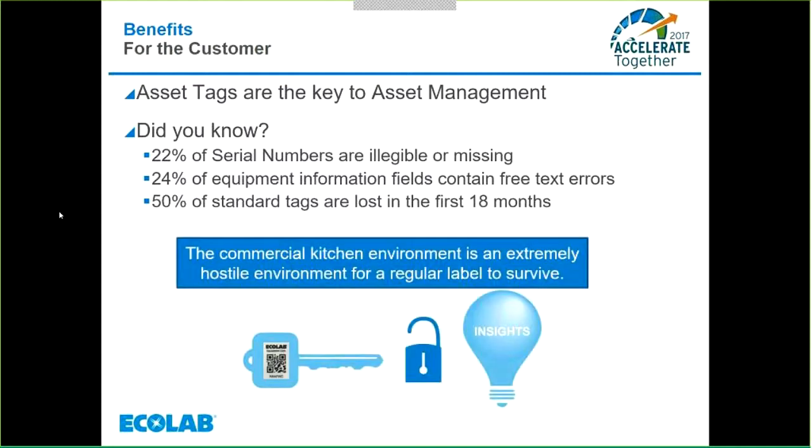The commercial kitchen environment is an extremely hostile environment for a regular label to survive, and the asset tag has been specifically designed with the kitchen environment in mind to make sure that it withstands this hostile environment.